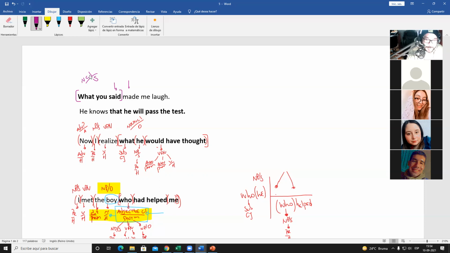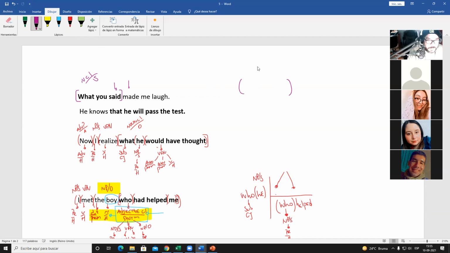Profe, ya me quedó claro lo de la noun clause. Y ahora me confundo con la adjective clause. Ya, las adjective clauses están adentro de las noun phrases. Eso es siempre, ¿cierto? Siempre. Ya, están adentro. Entonces, por ejemplo, para la prueba.